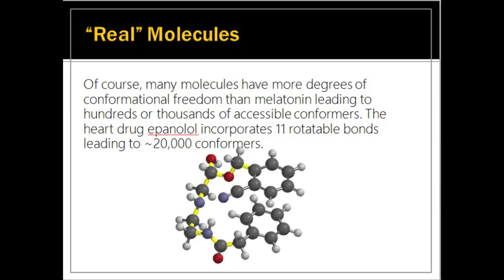Here's a drug called Apollo, and there are about 20,000 structures you can draw. There are 11 rotatable bonds, and if you just do a search, you'll find there are about 20,000 structures. This is more common than the ones with 20 structures. I think someone once did this of the many thousands of known pharmaceuticals that are classified. The average number of rotatable bonds is something like 10. So this is closer to what the average is than the few.